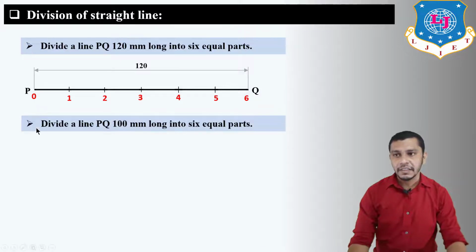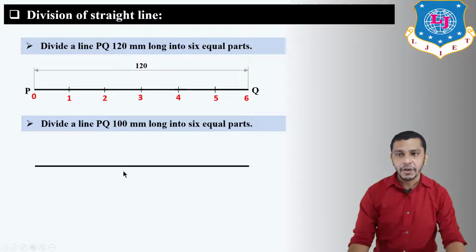So let us take another example. Divide a line PQ 100 mm long into 6 equal parts. So first of all, draw a line having length equal to 100 mm. Now we have to divide this line into 6 equal parts. So 100 divided by 6, you will get 16.666 mm. Now 16.666 mm is not possible to measure by the scale. So now what will we do?